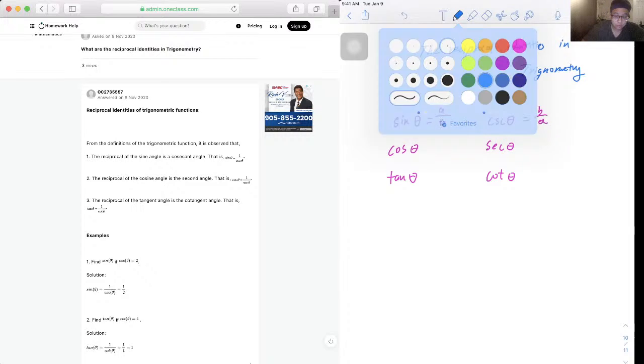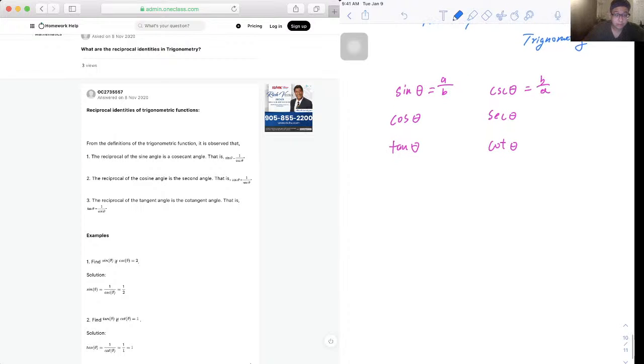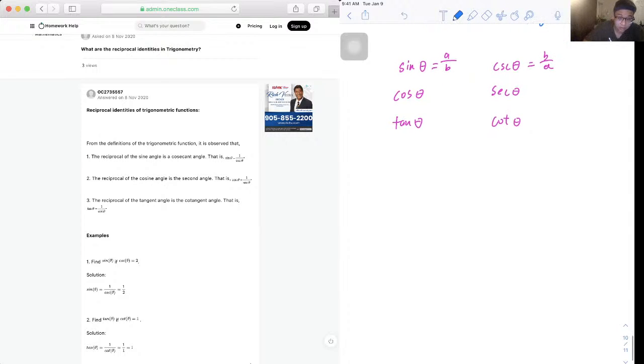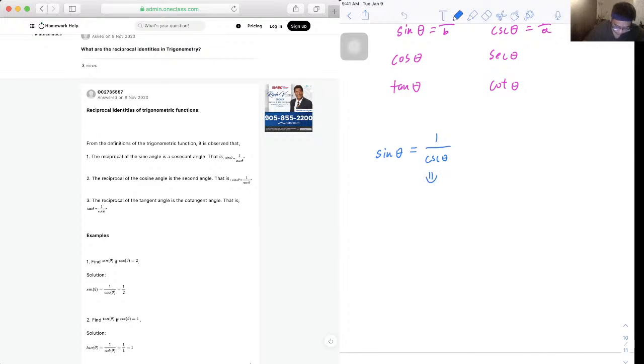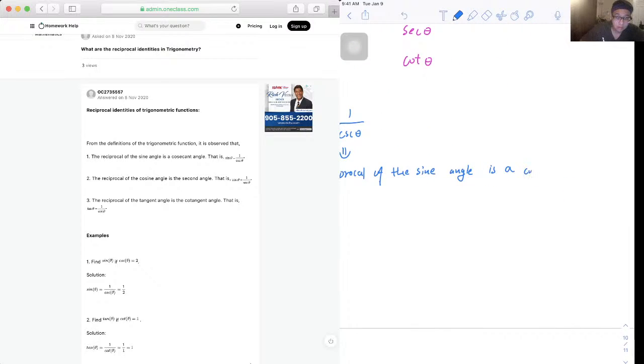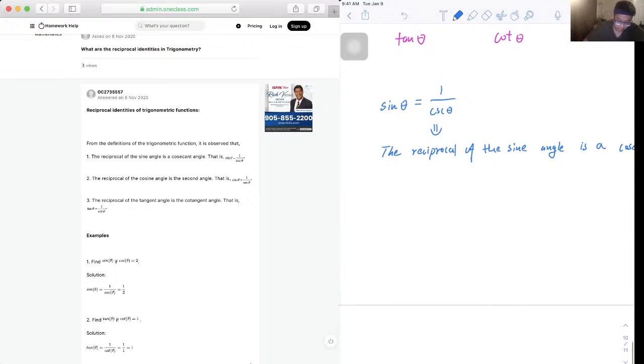Okay, so coming back to this question, the reciprocal of a sine angle is a cosecant angle, which can be written as sine theta is equal to 1 over cosecant theta. And when we're explaining this, it just means the reciprocal of the sine angle is a cosecant angle. Yep. So that's the first one.